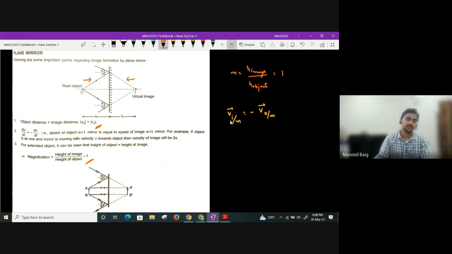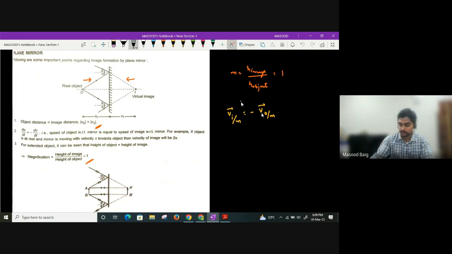That is the reason I've written that the velocity of image with respect to mirror will be minus the velocity of object with respect to mirror. But there is a very small important point in this. When I am saying the velocity of image with respect to mirror is minus the velocity of object with respect to mirror, am I taking that velocity which is perpendicular to the plane mirror or not, guys? This velocity you see, either you take this velocity or this velocity. Are these components perpendicular to the plane of the mirror?